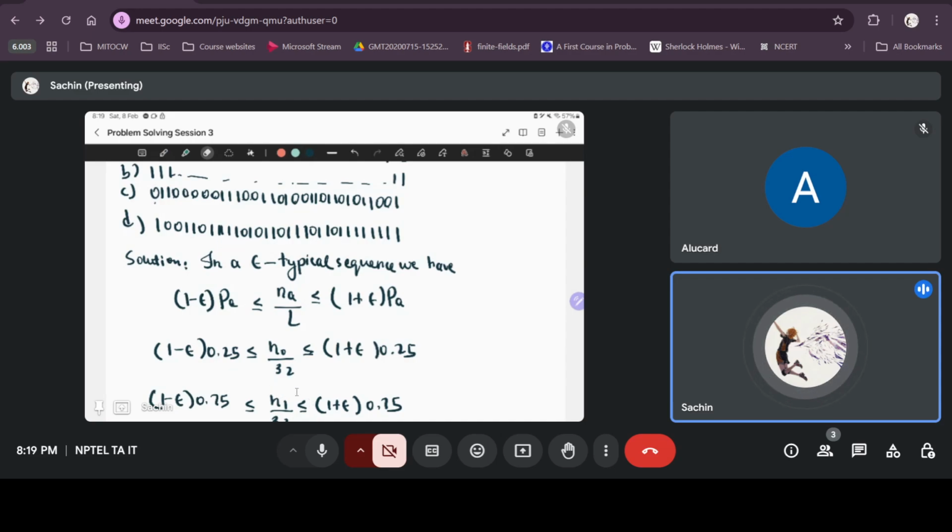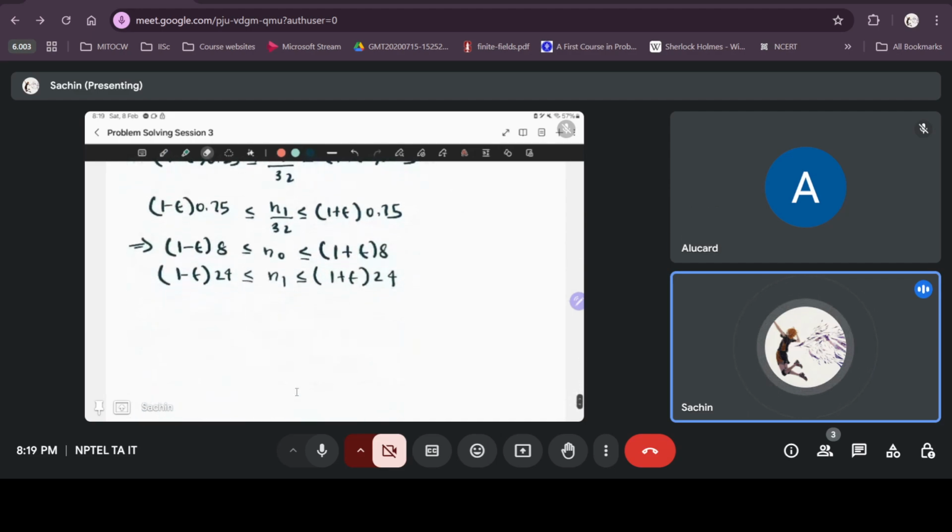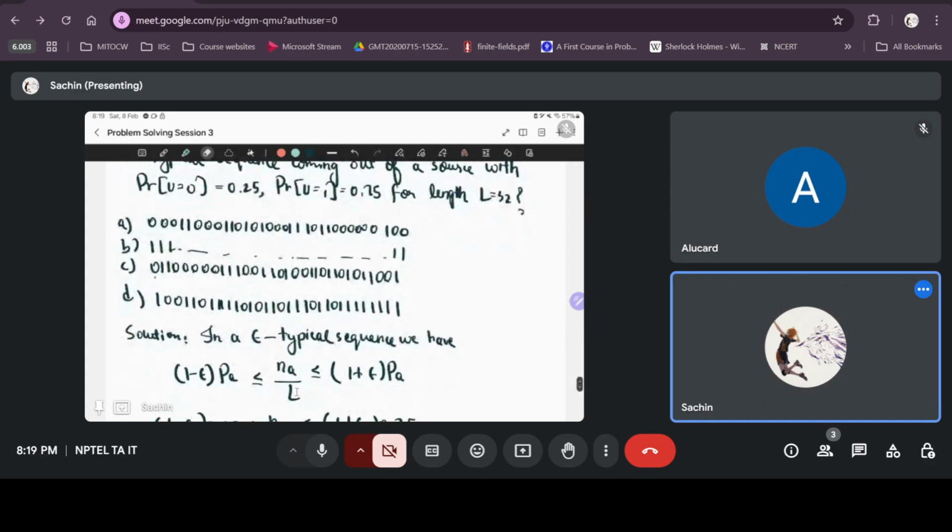From that we can see that option D is most likely to be the typical set. It has, let's see, 1, 2, 3, 4, 5, 6, 7, 8 zeros and 24 ones, which was exactly what we were looking for.